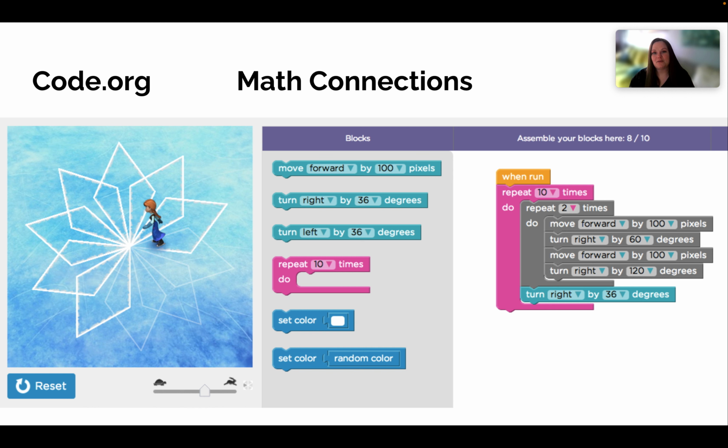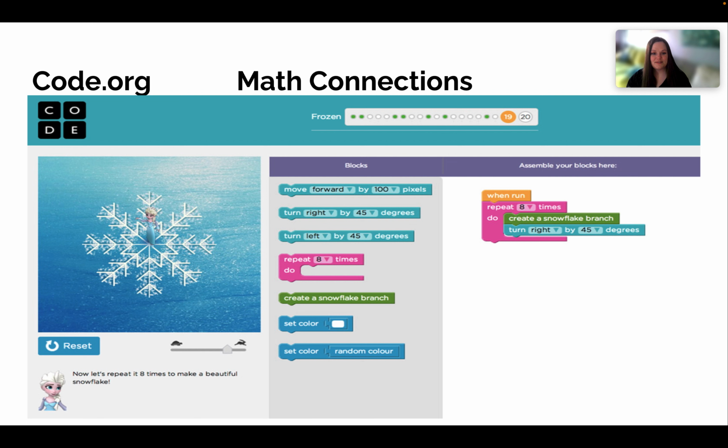So, jumping right in, one of my favorite resources is code.org, and they have a series of activities where Anna and Elsa are challenged to create geometrical figures by ice skating. And so students are using degrees and angles and rotations. Here you can see an example of what that code would look like. And here is a more complex pattern that Elsa is doing and what that would look like.